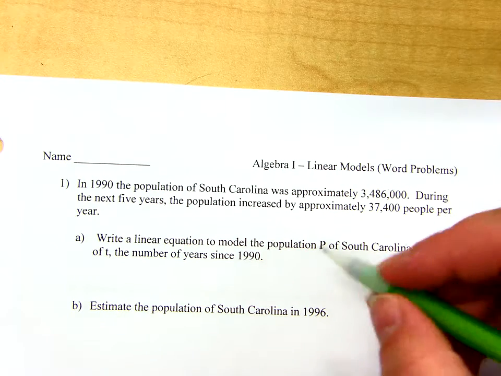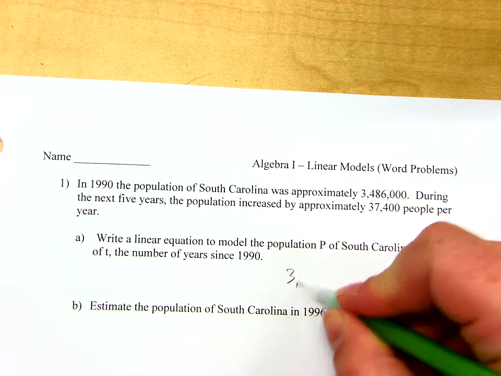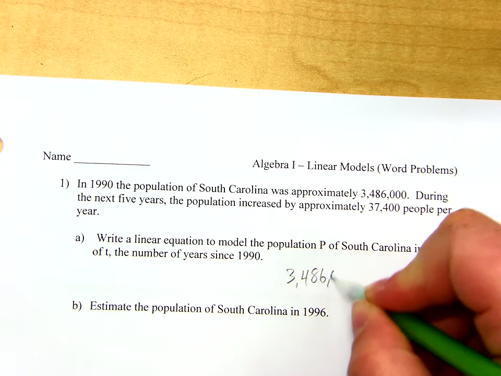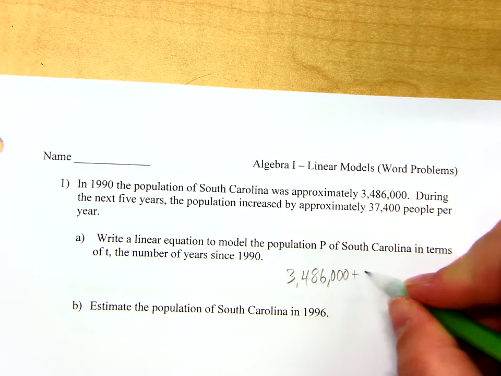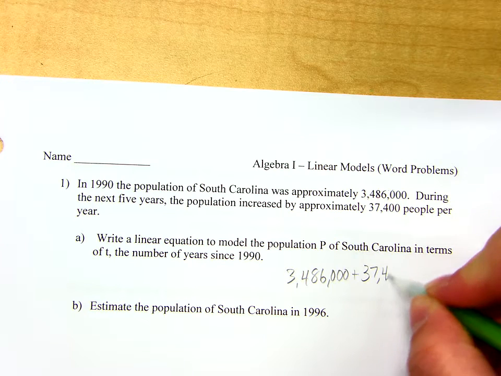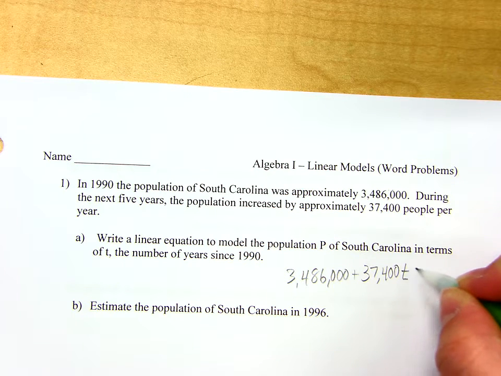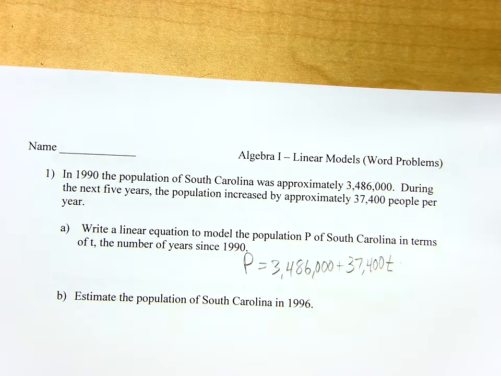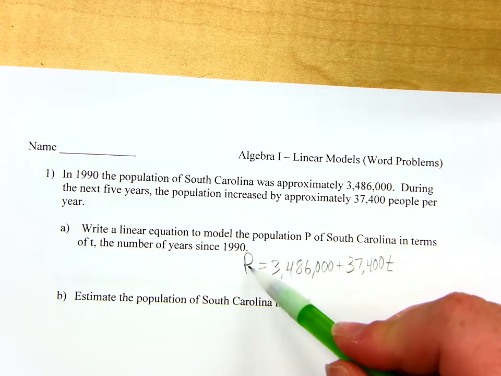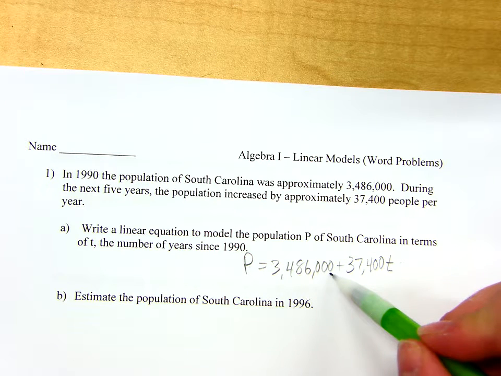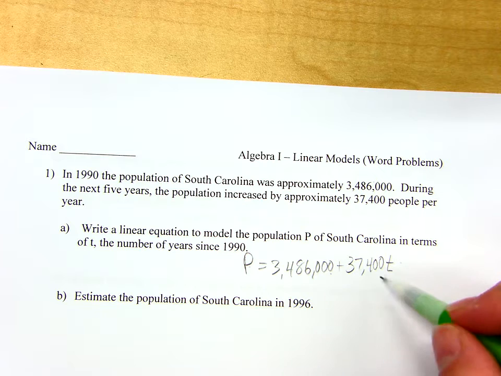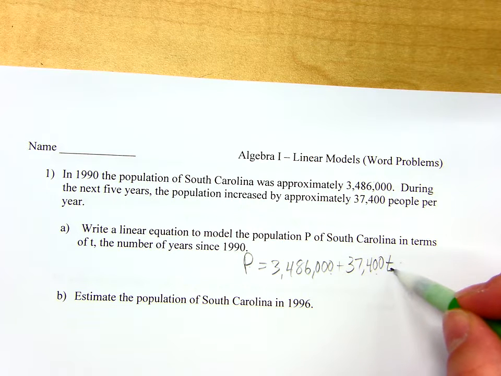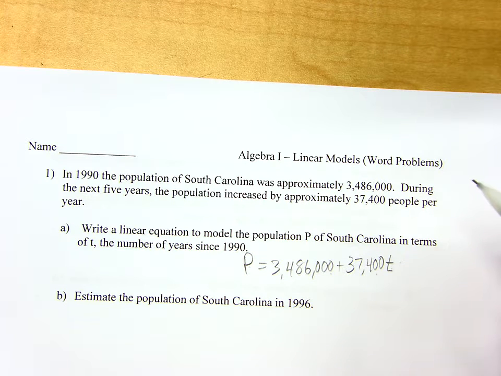Lily, go ahead. 3,486,000 plus 37,400 T equals P. That's it. I'm going to put the equals P on this side if you don't mind. So, P, the population, is equal to everybody that I already had, plus another 37,000 each year. So that's why I throw a T on there. That's it. That's all there is to this one.